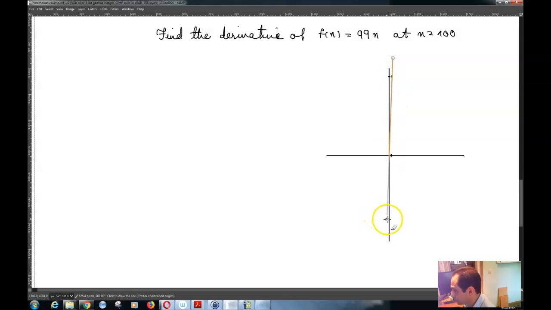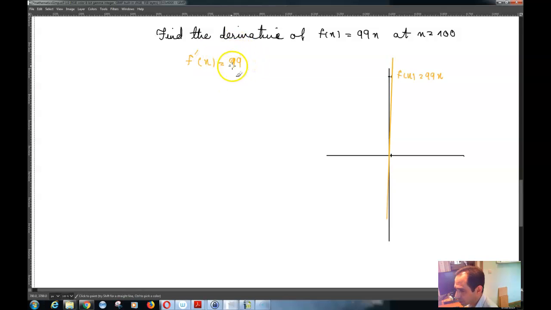The function goes through these 2 points, and this is f of x is equal to 99x. Now you can see that, since this is a straight line, of course the slope of the line is 99 at any point on the graph of this function. So you can simply say that f prime of x is equal to 99 at any point.